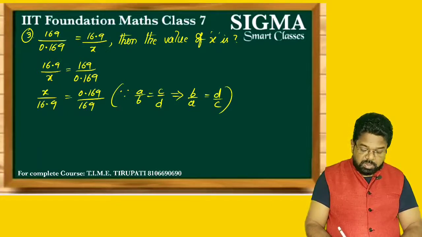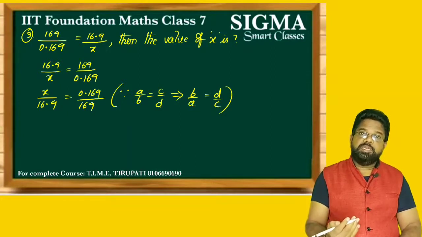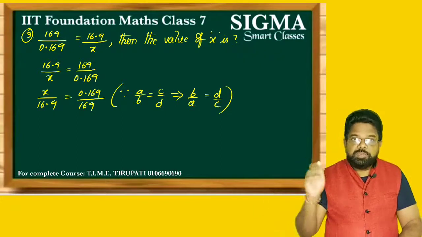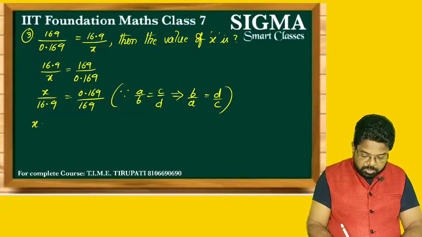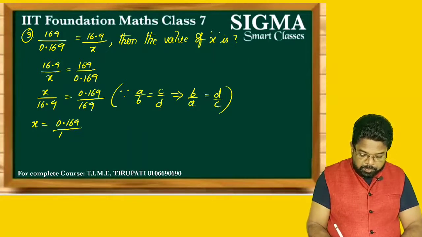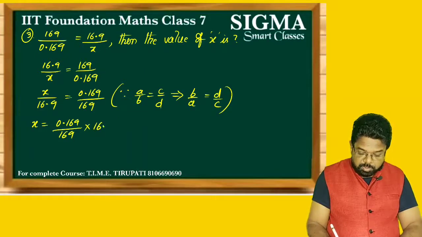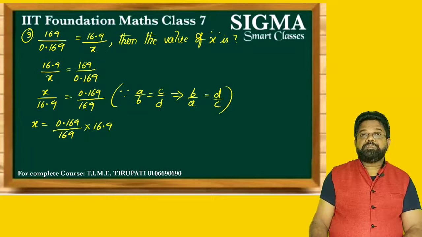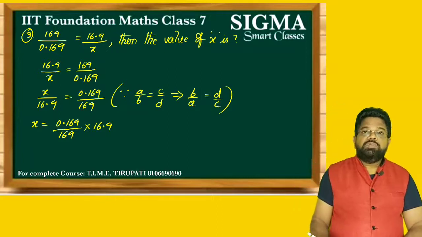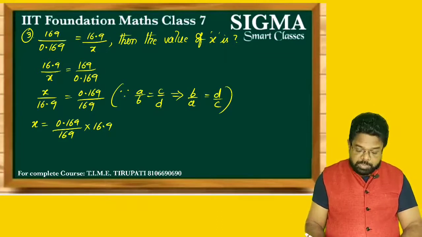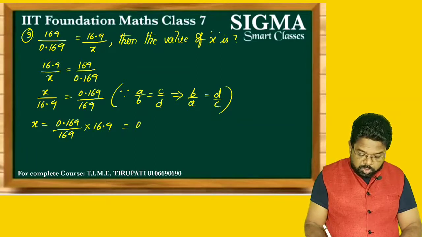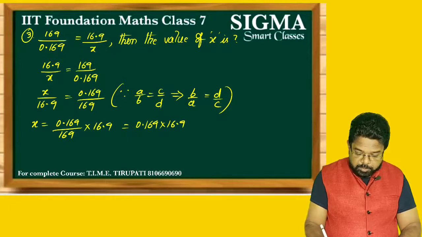Now we require x. So x by 16.9, take the 16.9 to this side as multiplication. So x is equal to 0.169 by 169, and taking that value to this side you get 16.9. Now see here. So what is our answer now? So you have to write this as 0.169 into 16.9, divided by 169.